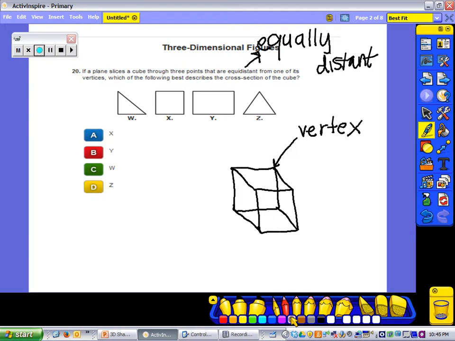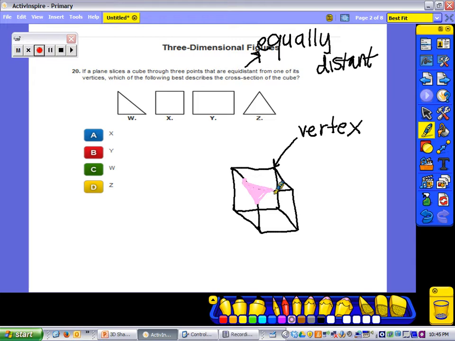Okay, so from a vertex, and I'm going to choose the one that looks like it's closest to me, the one with the pink dot on it. I'm going to estimate equally distant away. So maybe there, maybe there, maybe there. And then I'm going to connect my dots here and draw in my shape.